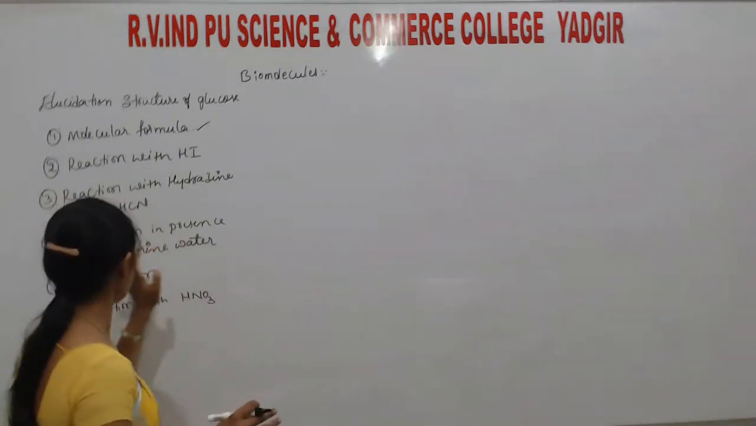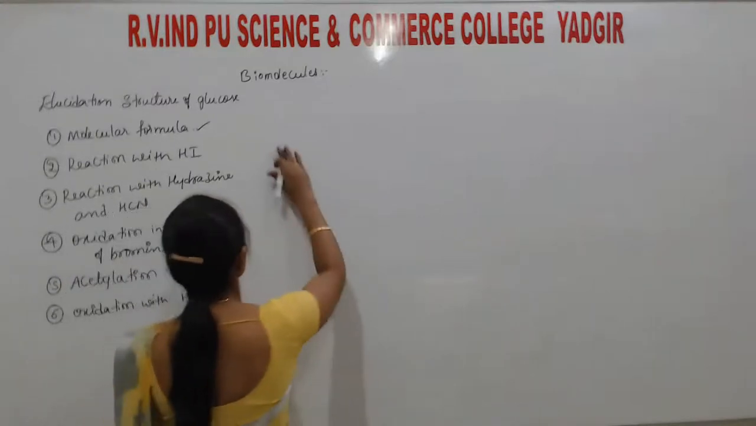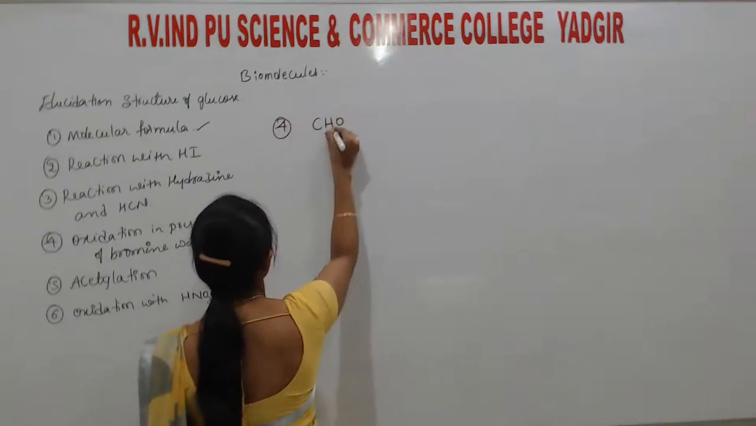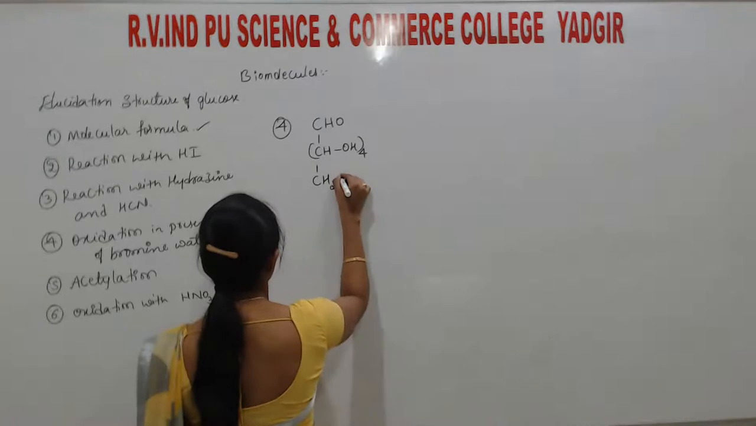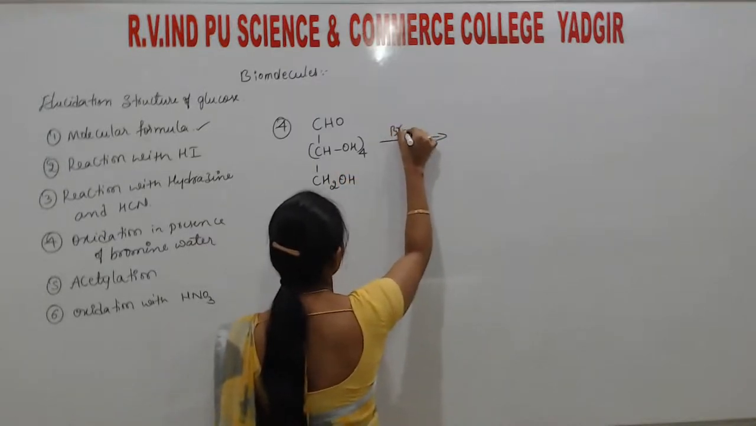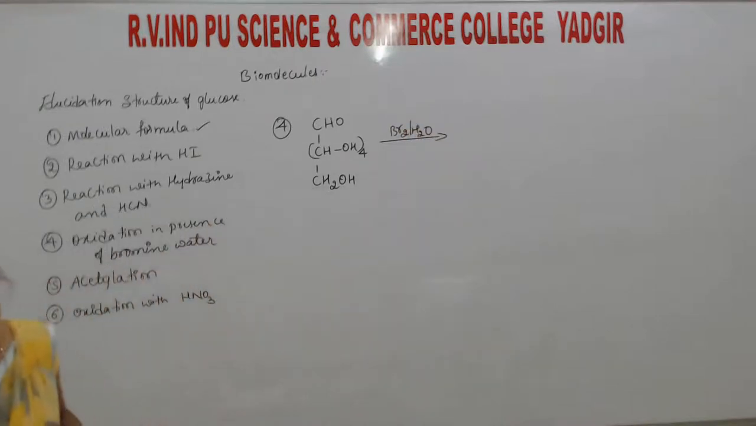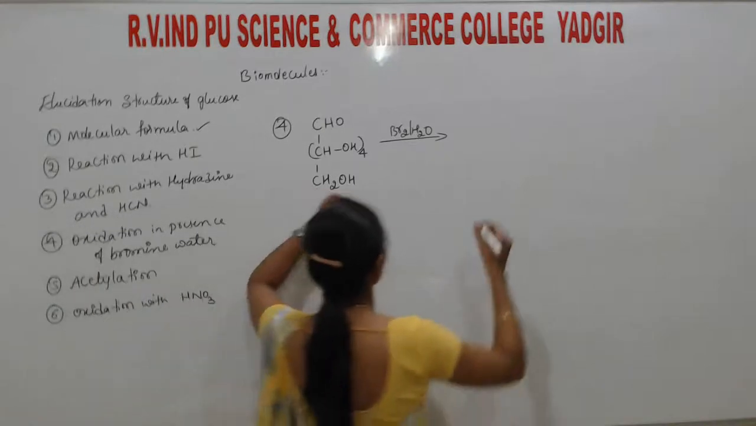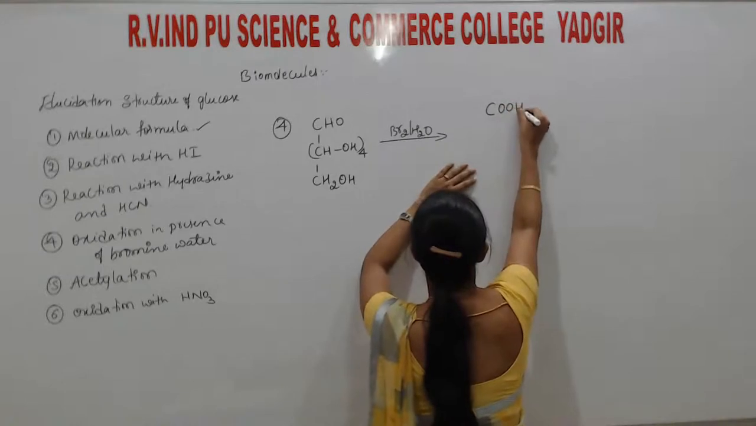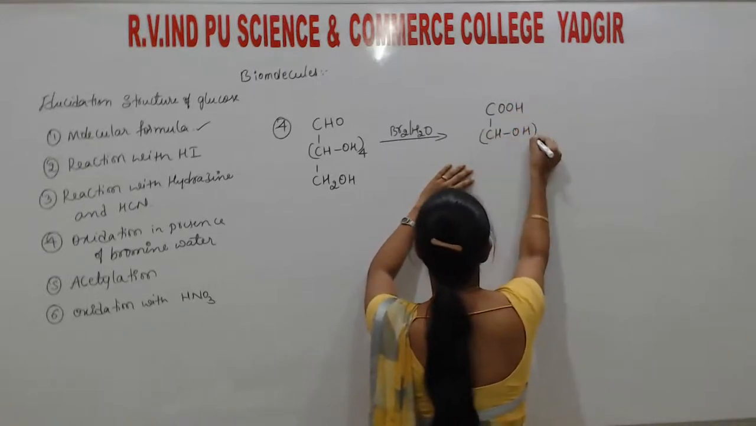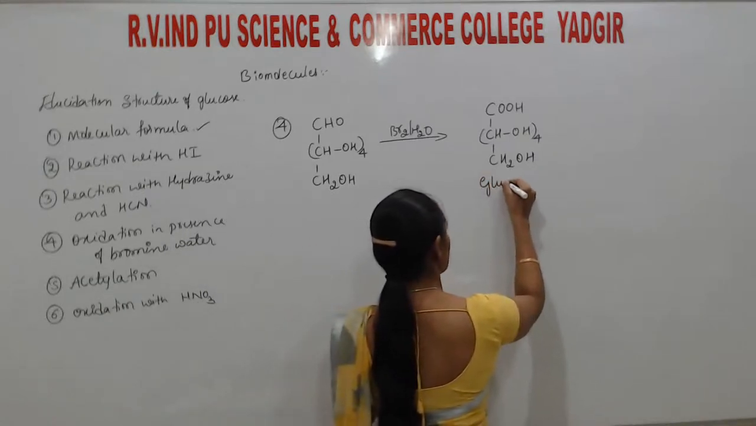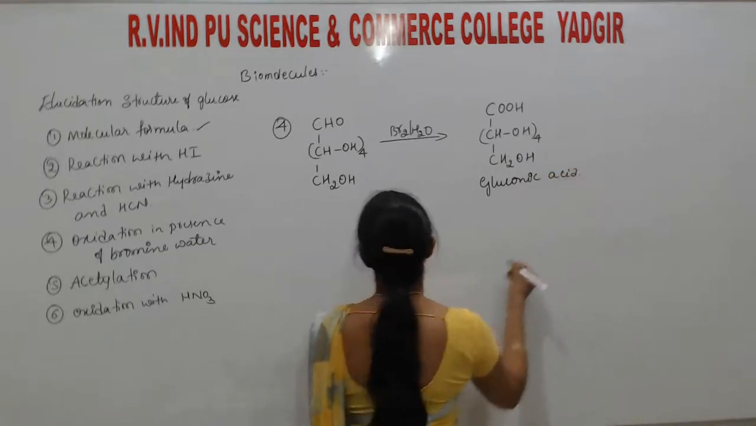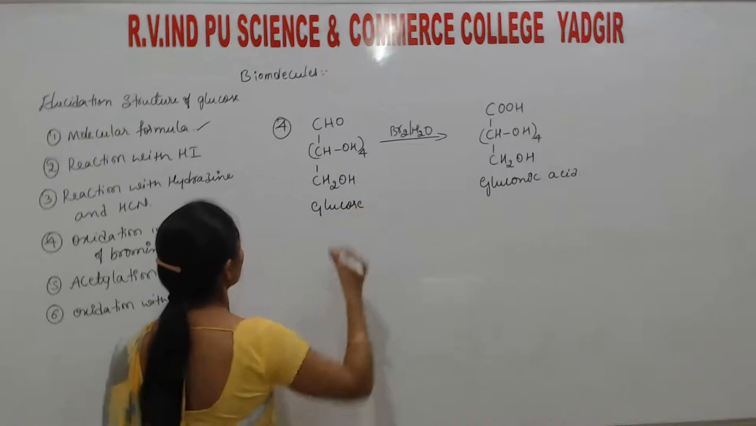Next reaction. Sir, this is done. Next, oxidation in presence of bromine water. Okay. So, the fourth reaction here. CHO, CHOH four times, CH2OH. This is what? Oxidation in presence of bromine water. Glucose is oxidized in presence of a mild oxidizing agent, that is bromine water. So then what happens? It changes to COOH, CHOH four times, CH2OH. This is what? Gluconic acid. Okay. How do you write?